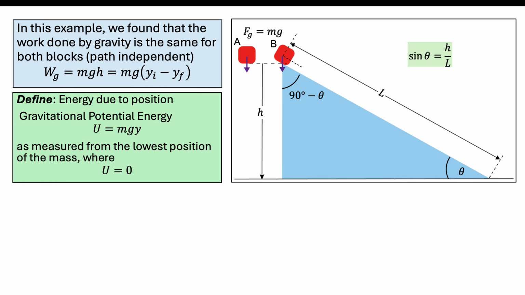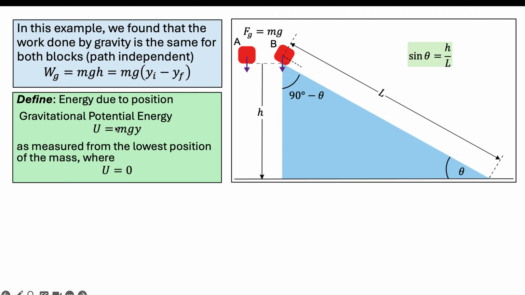So whenever the work done by gravity is path independent, we do say that it's a conservative force, and anytime we have a conservative force, we associate a potential energy with it. So this is energy due to position. It's called gravitational potential energy because the force that we're looking at the work for is the work of gravity. And so if we look at the expression here for the work done by gravity, it depends on mass, gravity, and vertical position. So we define gravitational potential energy as mass times gravity times the vertical position y.